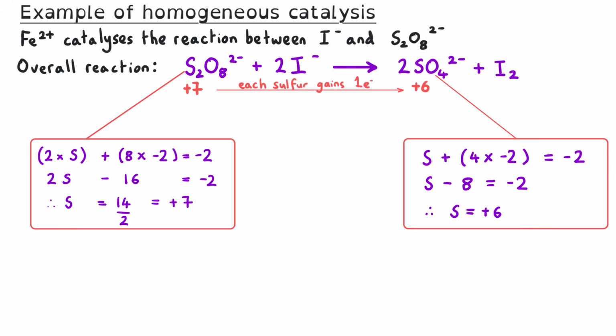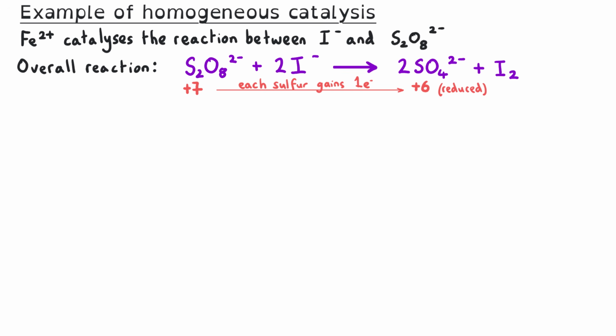What that means is that each of these sulfur atoms is gaining 1 electron, and so they are both being reduced. And then looking at the iodide ion, the oxidation state is -1, and then in iodine it is 0 because all elements have an oxidation state of 0, and therefore each of those iodide ions is losing 1 electron. In other words, they are being oxidized. And so this seems like a simple redox reaction where those iodide ions are giving their electrons to the sulfur atoms. So then why does this reaction need a catalyst?